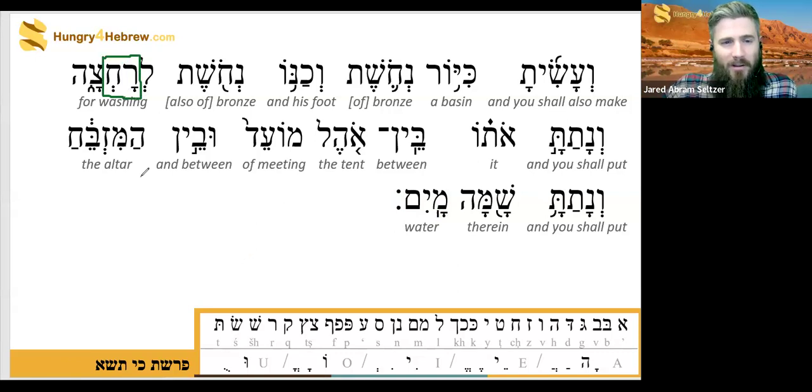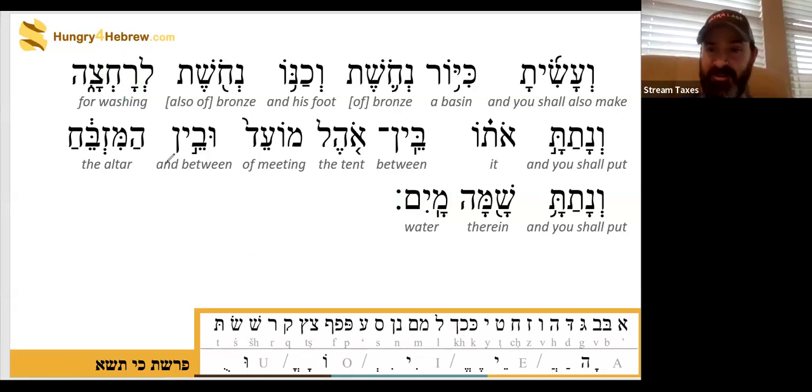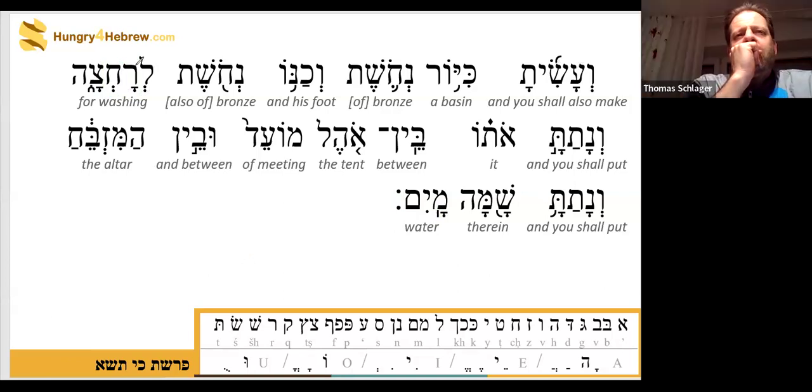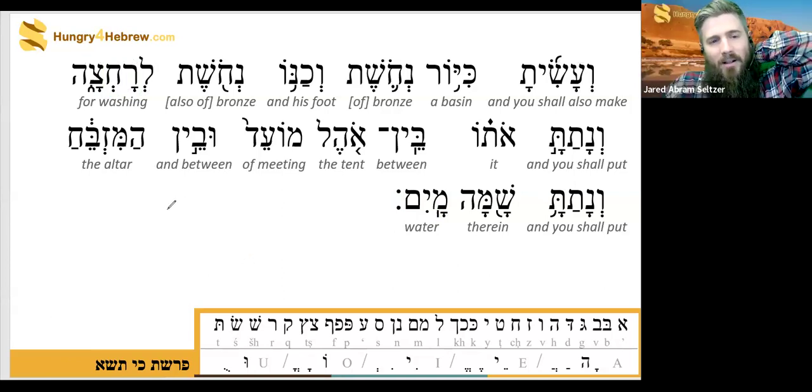The kamatz katan, closed syllable. Almost missed it. That's okay. Lerochtza. Exactly. Probably coming from rachatz, but in the infinitive construct.